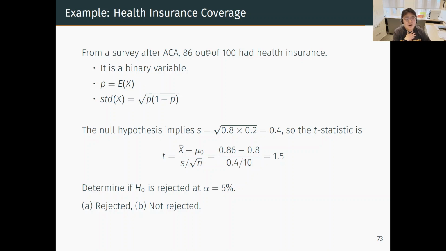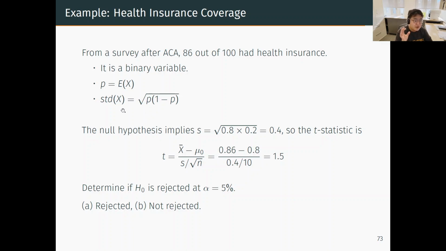So this is a binary variable again, so we have to use the standard deviation this way. And suppose that you observe data of 100 observations, and you found that 86 people had some kind of health insurance, right? That is the data. And this is the binary distribution formula.